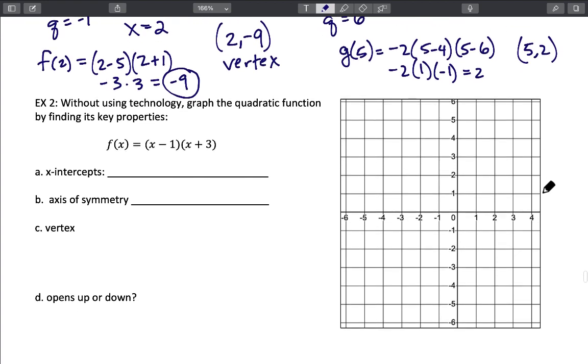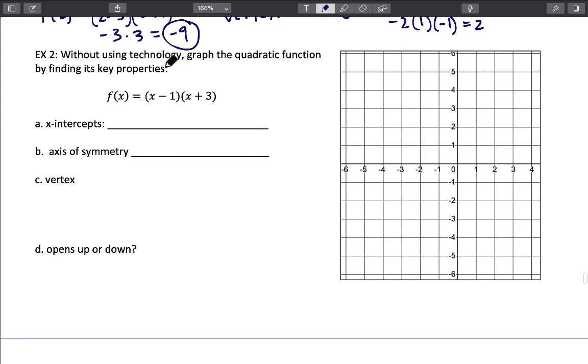All right, what happens when we start graphing now? Again, without using technology, we're going to graph the quadratic functions by finding its key properties. So you can see it's already listed here in intercept form because it's broken down to its factors. We're going to find the x-intercepts. So our x-intercepts are (1, 0). Our p value here is 1. Our q value is -3. And (-3, 0). So we can plot those 2 points right away.